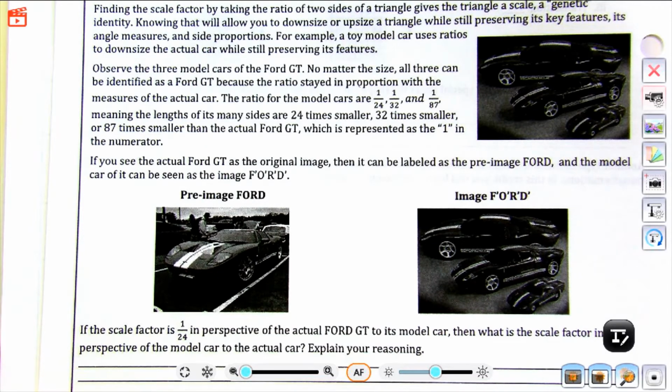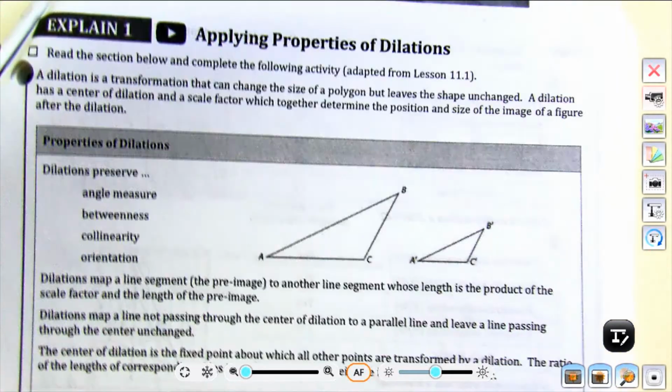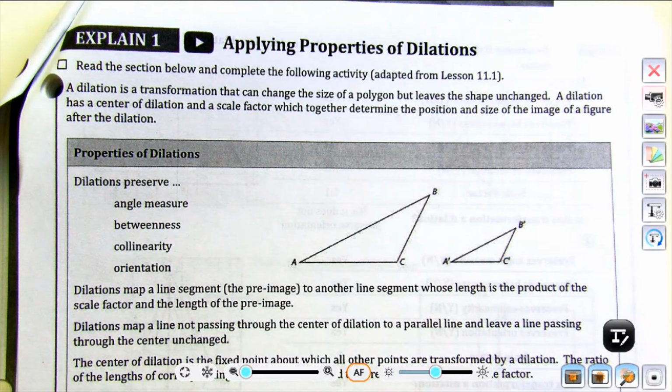Okay, so let's talk about the properties of dilations. The 4 key things that we have to understand are that dilations preserve angle measure, betweenness, collinearity, and orientation. So let's start with angle measure. The angle measure is the angle measured between 3 points.